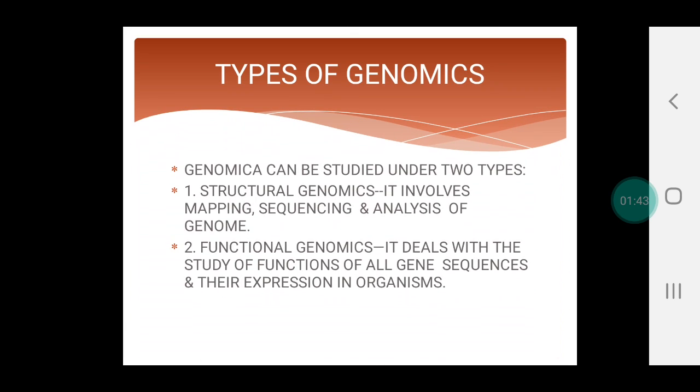Types of genomics. Genomics can be studied under 2 types. First is structural genomics. It involves mapping, sequencing, and analysis of the genome. And second is functional genomics. It deals with the study of the functions of all gene sequences and their expression in the organism.